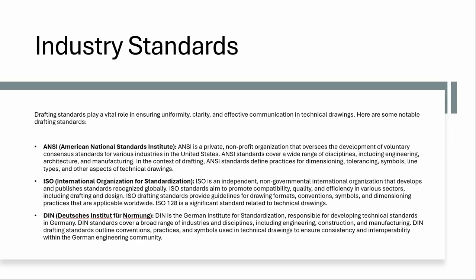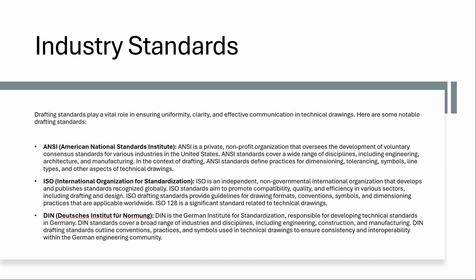But overall, as a basic, our three most common industry standards that you can take a look at, and if we have time towards the end of the semester, maybe we'll delve into a little bit more, are ANSI, ISO, and DIN. ANSI being the American National Standards Institute. So again, it's a private nonprofit organization. It's going to oversee the development of voluntary consensus standards for various industries in the United States. They're going to be looking at engineering, architecture, manufacturing, and surveying as well.